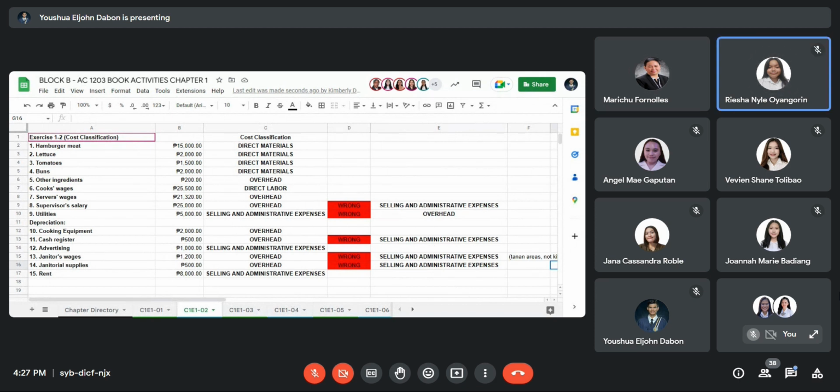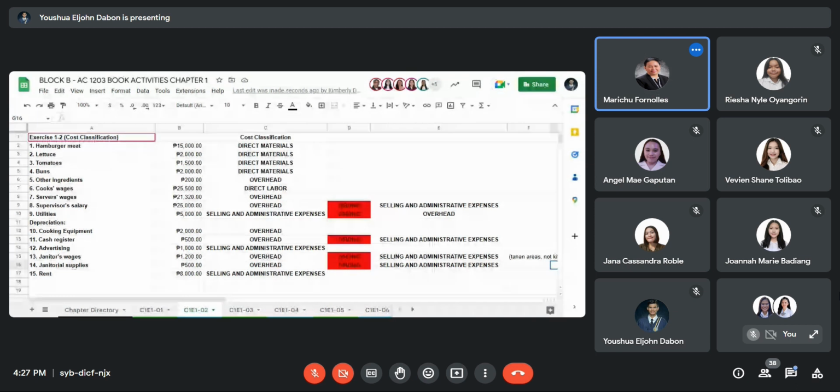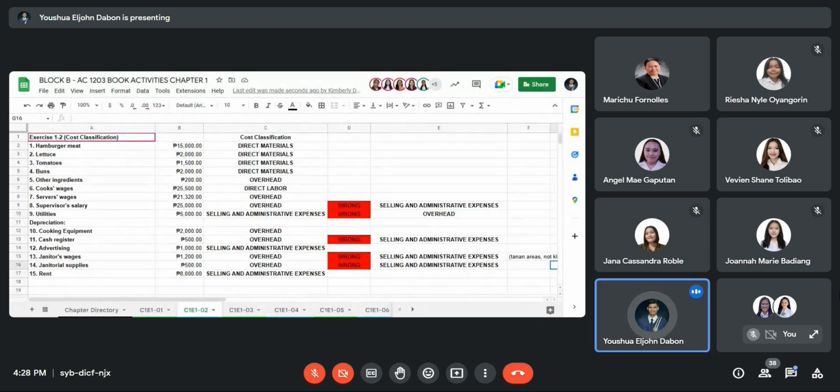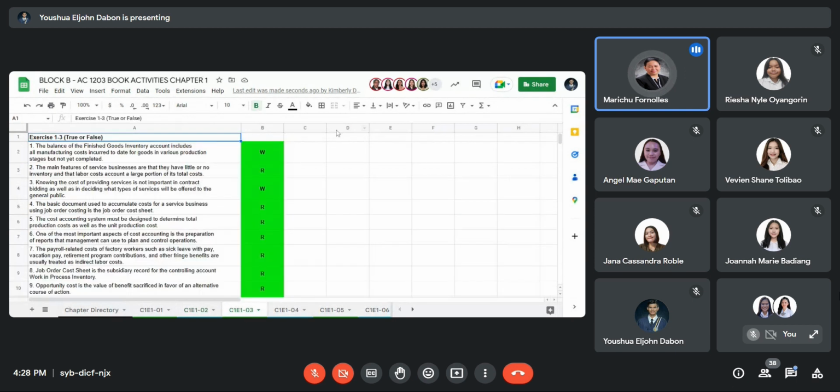Yes, Miss. Any other questions? None? You still have a class after this? No na, Miss. We don't have a synchronous after this. Okay. Sige, last one. Exercise 1-3. True or false, Ramana? Still cluster 4, na? 3 exercises for every cluster.